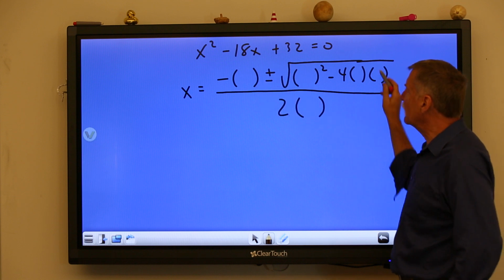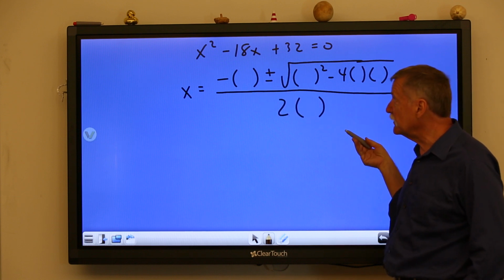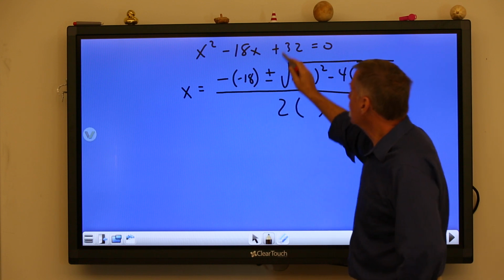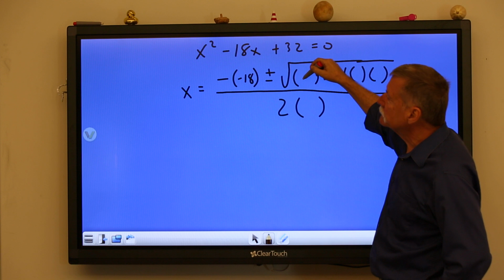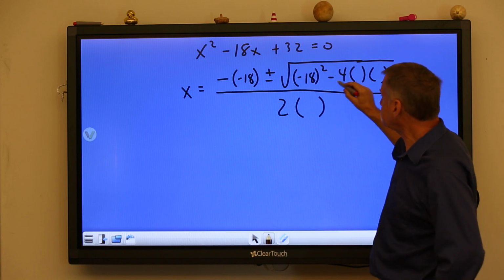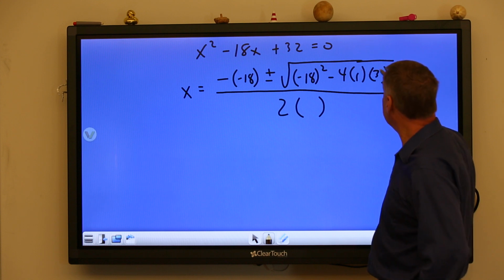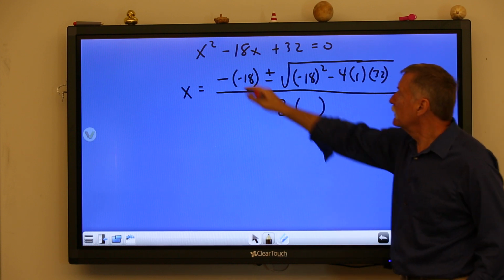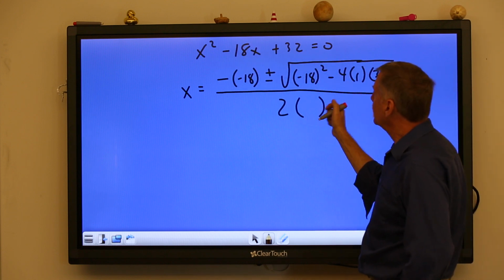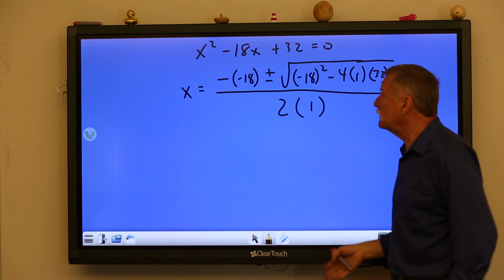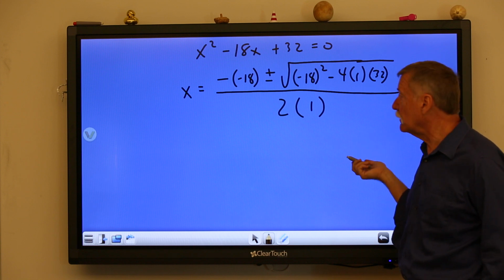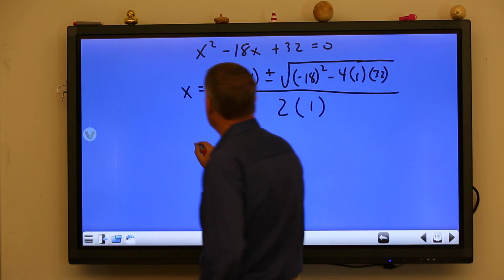So once again, it's just a matter of substitution. We take this quadratic formula, write it with empty parentheses, and we've got b here, minus 18, b here as well, minus 18, we've got 1, and we've got 32 for c. So 1, minus 18, and c is 32, over 2a, 1. All we did was substitute our a's, b's, and c's into the quadratic formula. And now it's just a matter of simplifying.